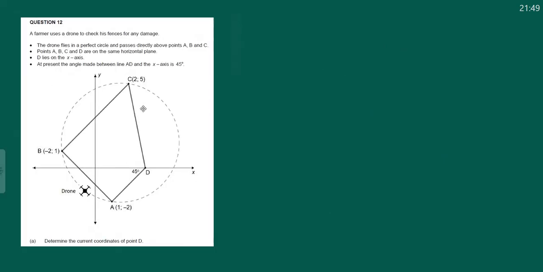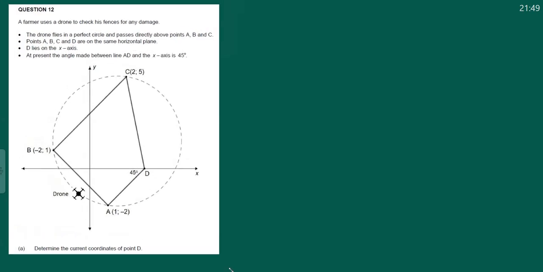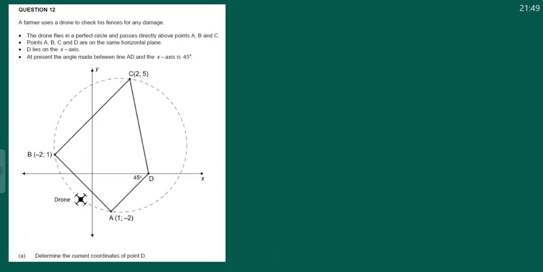Okay, here we go. This is the question here. I think this one was for 4 marks. 2 marks, in fact. They wanted the coordinates of D. How do you get the coordinates?